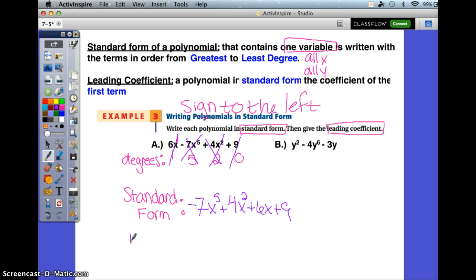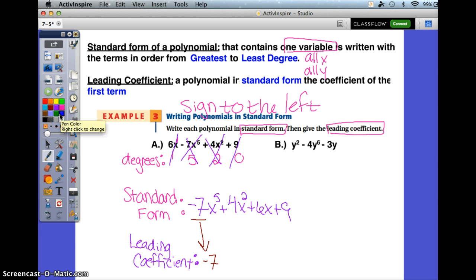Then the leading coefficient is simply the coefficient of my first term. So it's just going to be my negative 7.